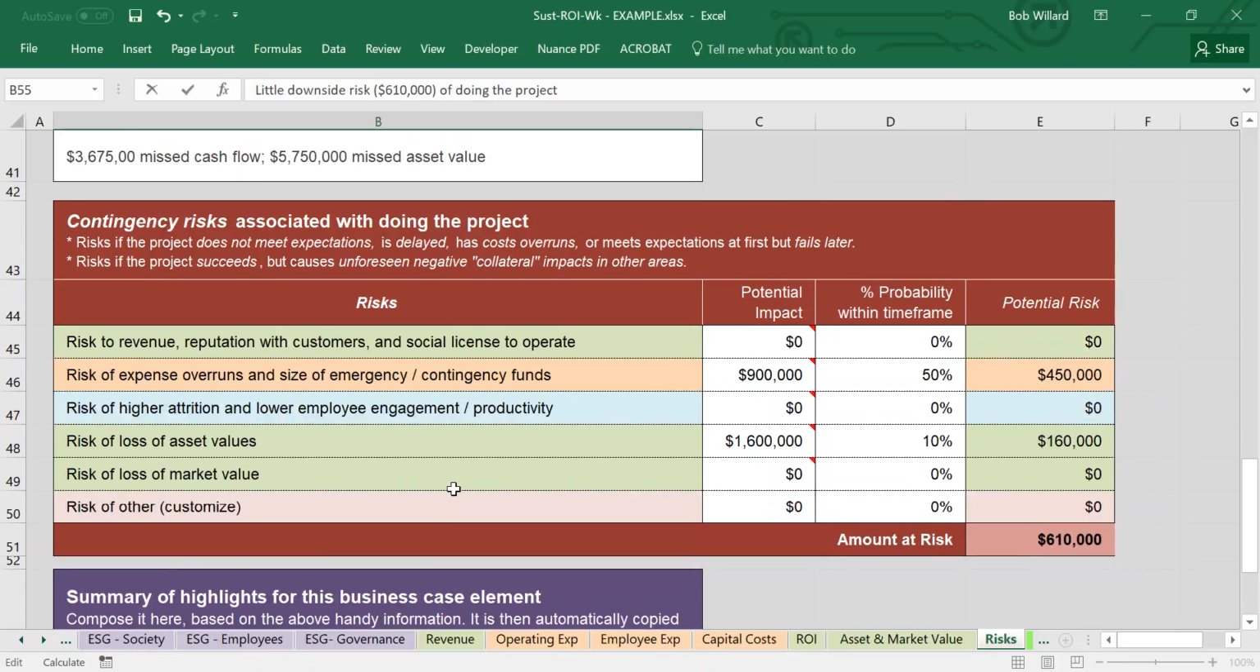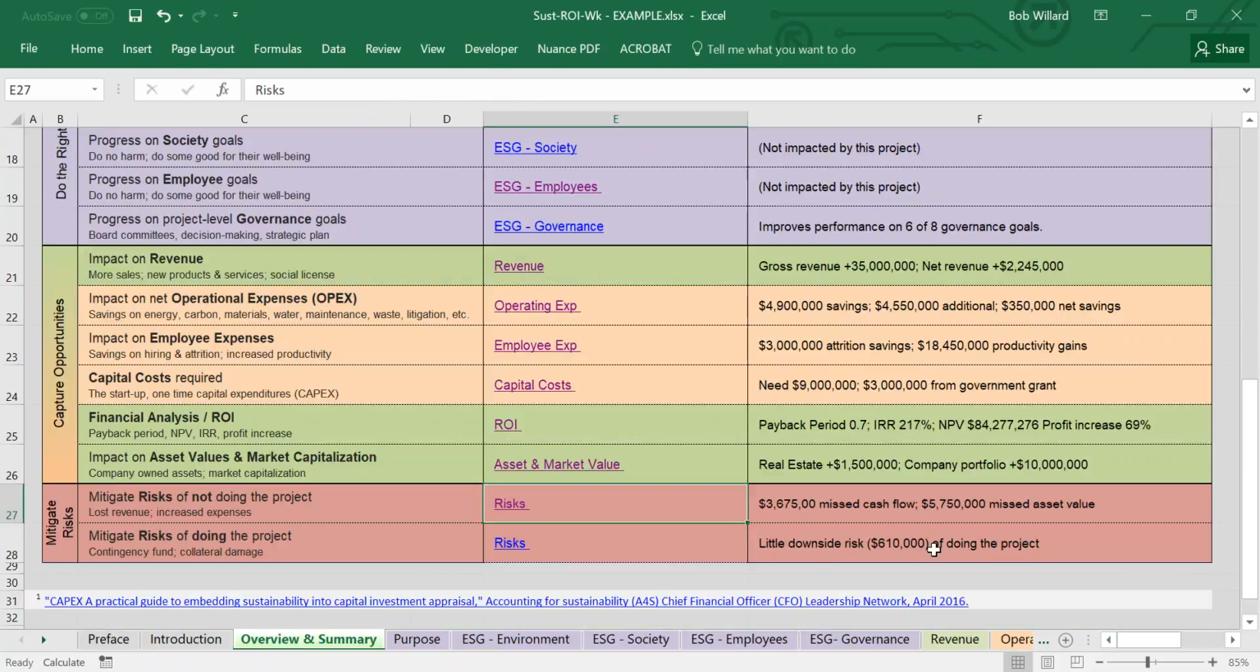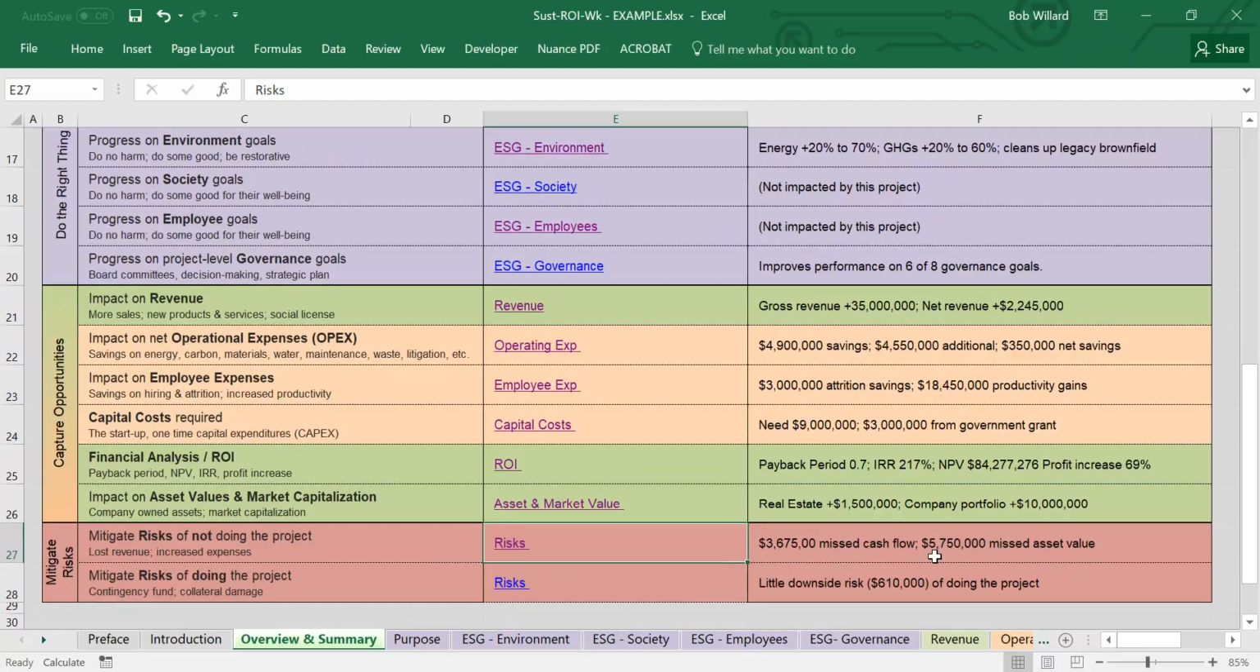So that's the summary, and the summary of the risks of not doing the project are both copied automatically by the worksheet into the overview and summary, and they show up as the final two parts of that list of highlights that we've been working on as we've gone through the workbook. And now we're done. There's only one other thing to look at, and that's the project appraisal tool, and we'll do that next.